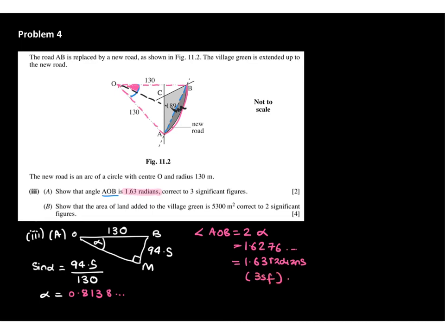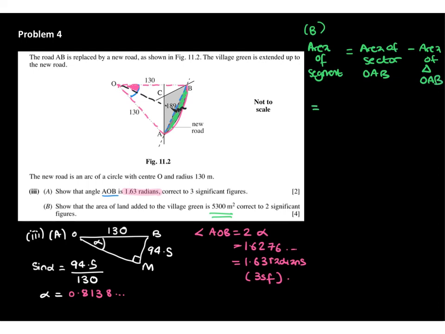Now, the last part, B. Show that the area of land added to the village green, so that's the area of this segment here, is 5,300 metres squared, correct to 2 significant figures. So we've been here before. The area of the segment is equal to the area of the sector OAB, take away the area of the triangle OAB.